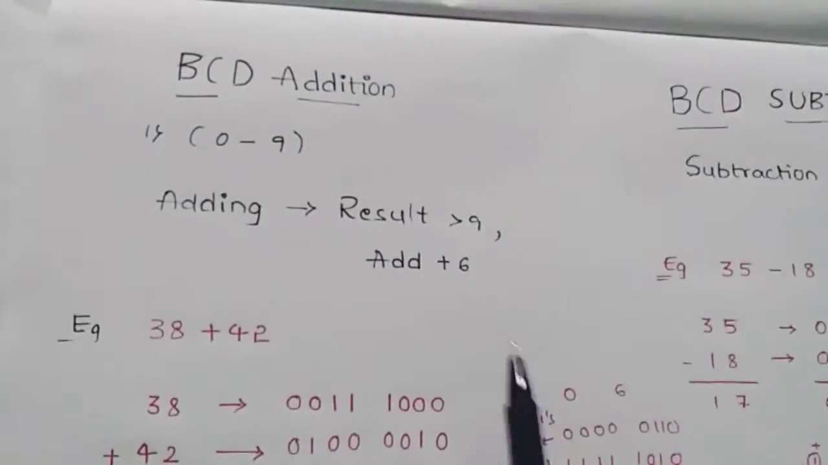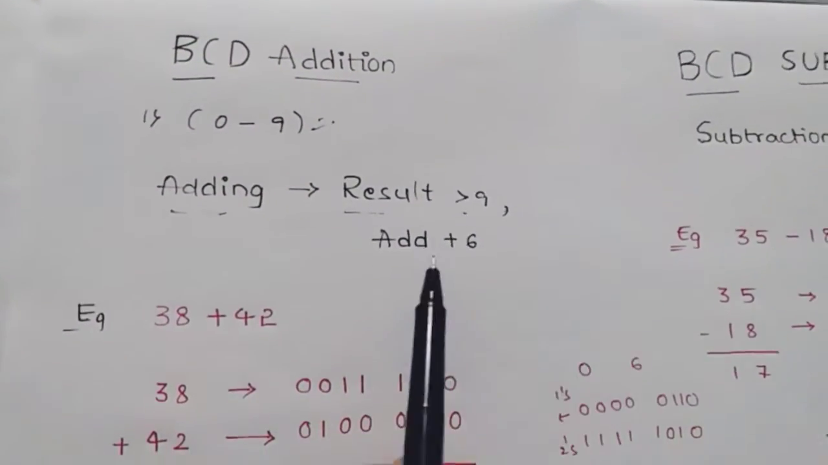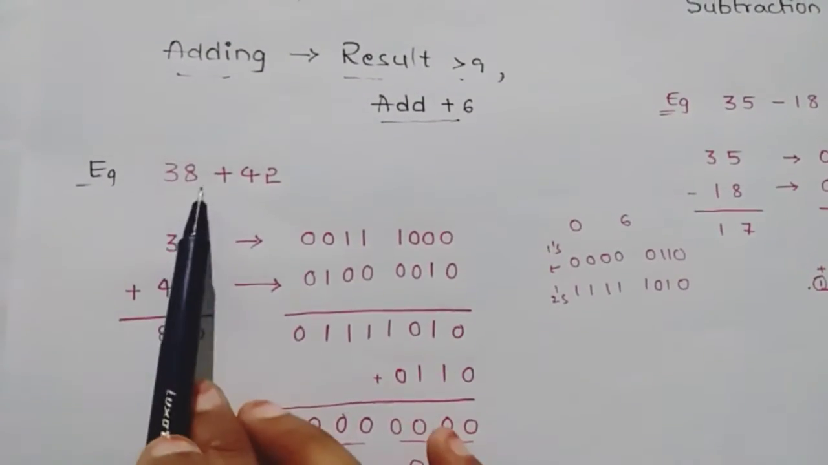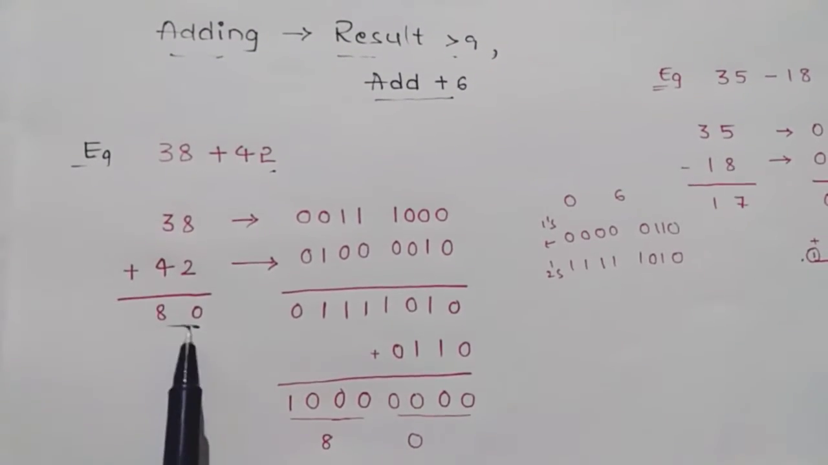Okay, let's see BCD addition. We have 0 to 9 digits. When adding, if the result is greater than 9, we add plus 6. Let us see one example. 38 is added to 42. Normally we will add like this.